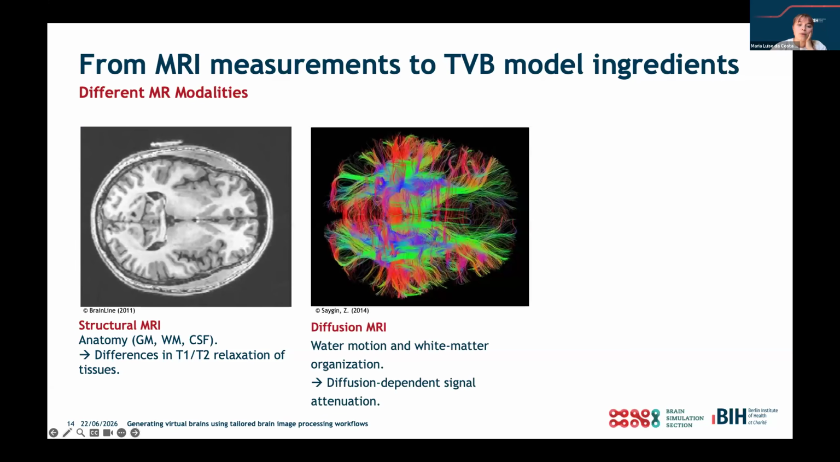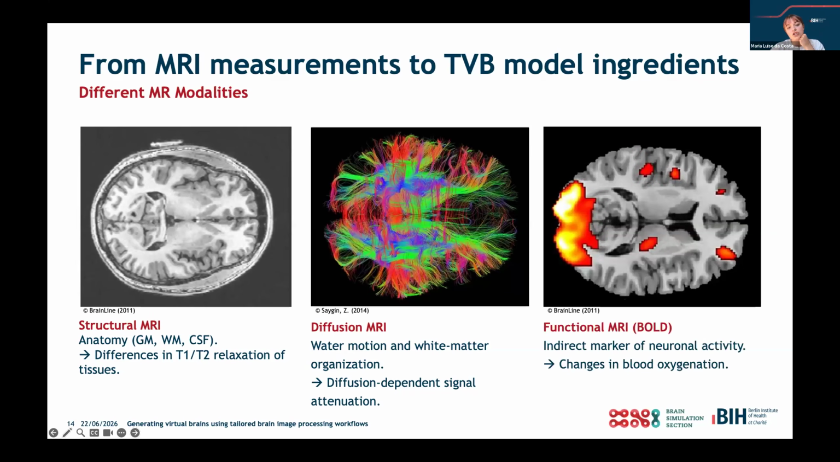We have diffusion MRI, where we take into account that water is moving throughout the brain. So water is moving in the direction of our fiber tracts, and this movement we can track afterwards, and therefore we can reconstruct the fibers inside of our brain.